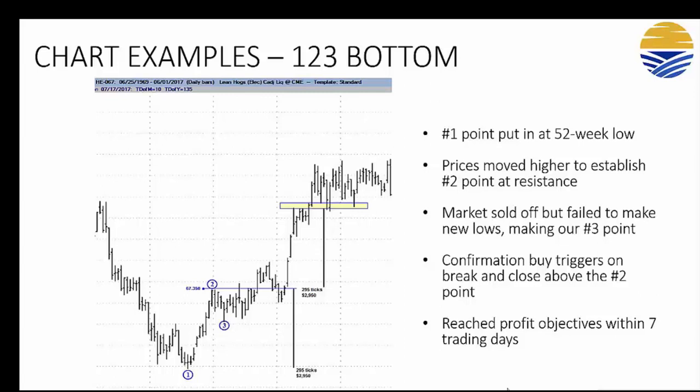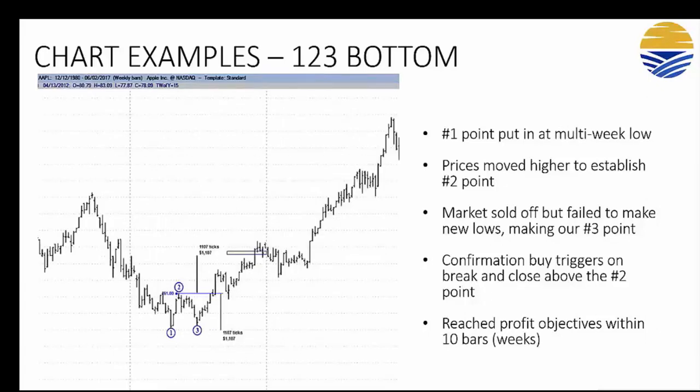We have a 52-week low here on the daily lean hog chart. Price put in a number 1 point. We rallied up, put in a number 2 point here at 67.35. Came back down, forged a higher low, which gave us our number 3 point. We then traded up and through the number 2 point, giving us our entry price. We simply measure the distance between the number 1 point and the number 2 point. We stretch that out, put resting limit orders here, and that market was filled for a gain of $2,950 per contract.